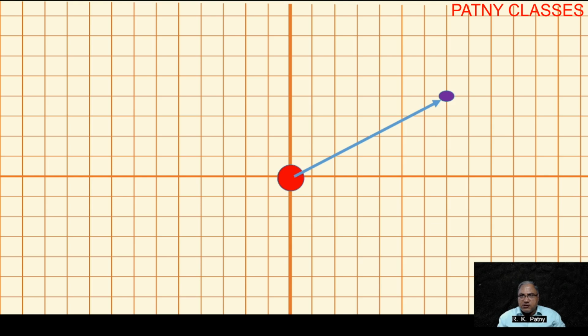Now both the charges are of similar nature, therefore a Coulombic force is present between them, and due to this both the charges exert a force on each other and there is a repulsion.